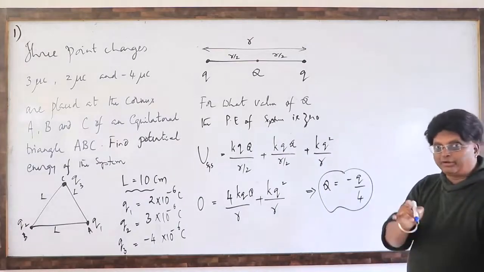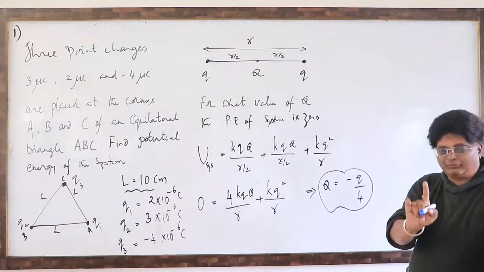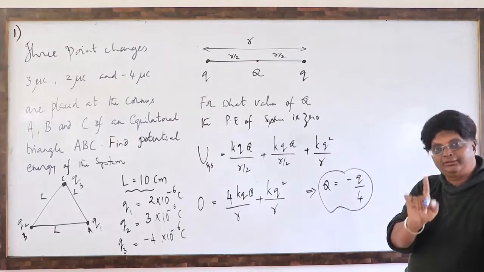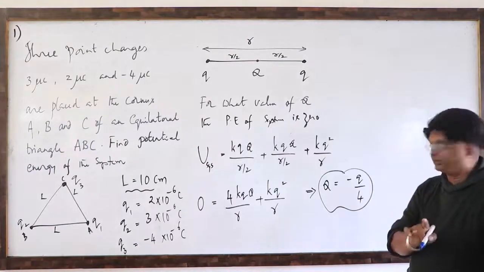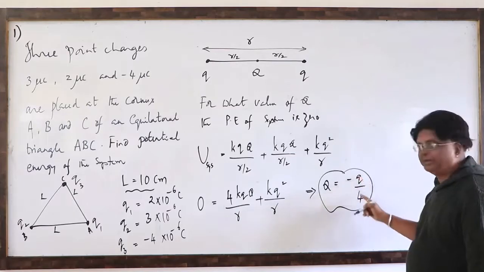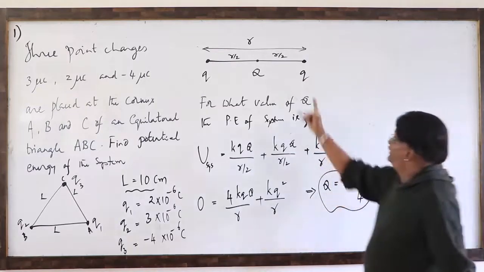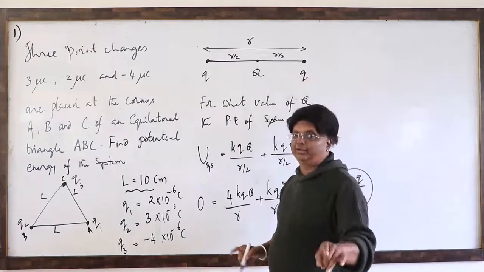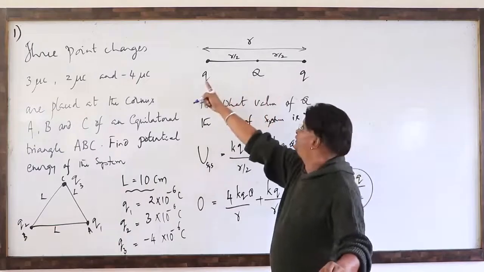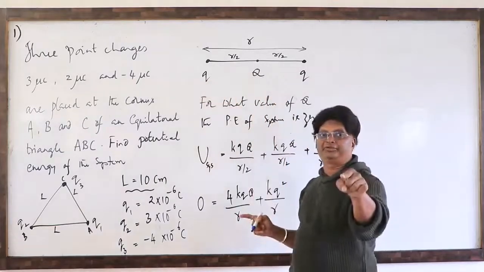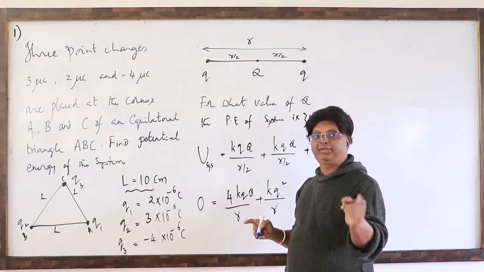Got the point? We got the answer. Now let us understand one important point regarding the answer, which is very important. What is the meaning of this capital Q equal to minus Q by 4? These extreme charges are identical. If I take these charges as positive charges, the middle charge is a negative charge.